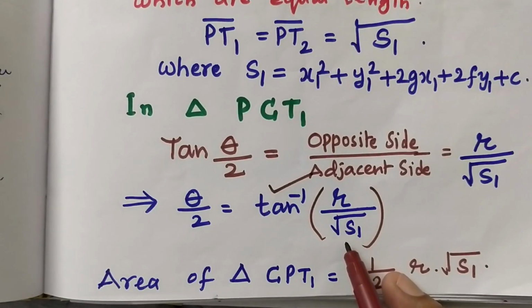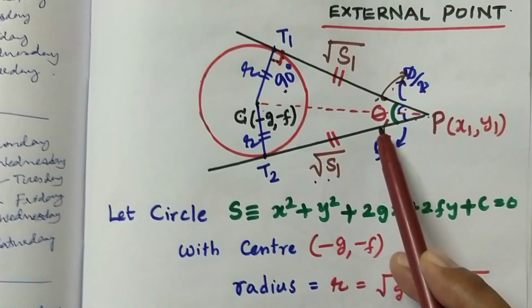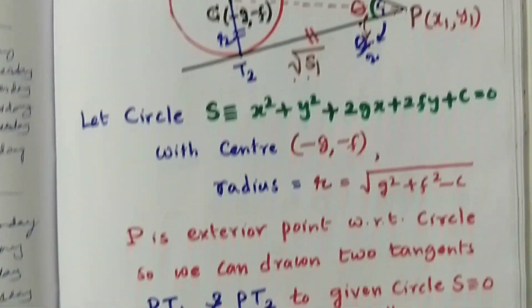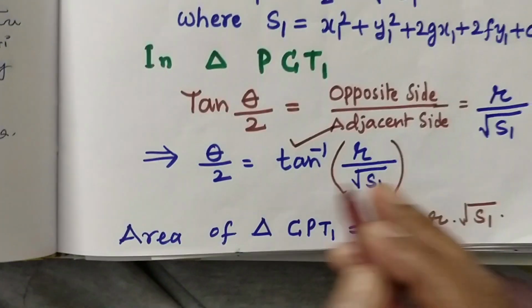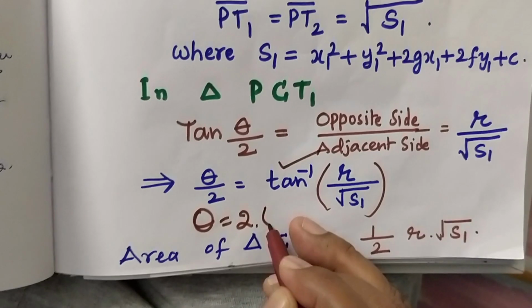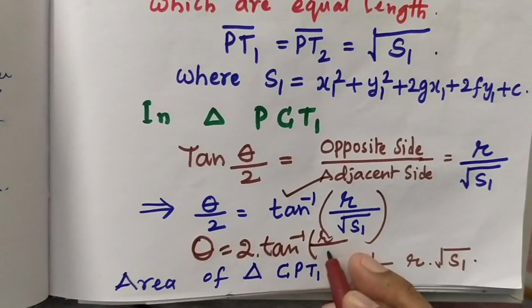Now what I want is to find the angle theta between the two tangents. So my theta is equal to 2 into tan inverse of R by root S1.